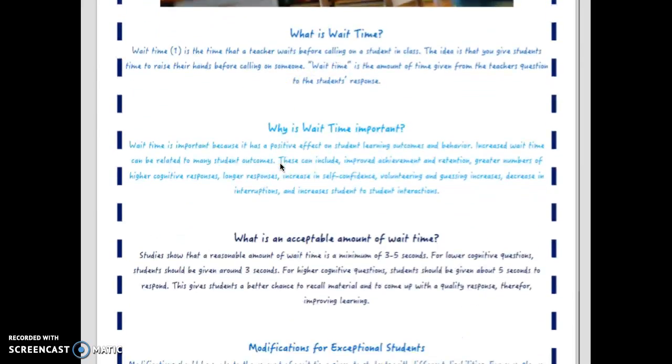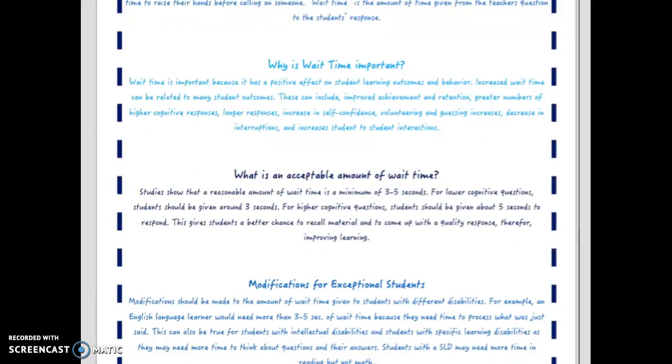So why exactly is wait time important? Wait time is important because it has a lot of positive effects on student learning outcomes, and it also affects student behavior positively. Increased wait time can be related to many student outcomes, and these can include improved achievement and retention, greater numbers of higher cognitive responses, longer responses, increase in self-confidence, volunteering and guessing increases, a decrease in interruptions, and it also increases student to student interactions. So these are a lot of positive things that can come from using wait time in your classroom.